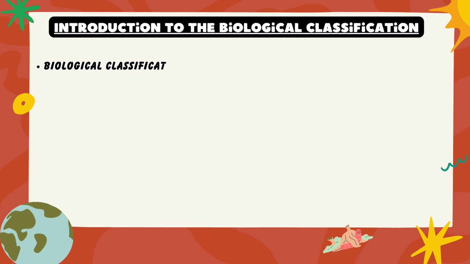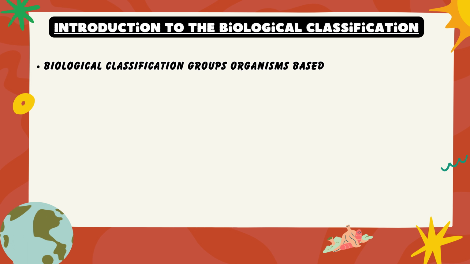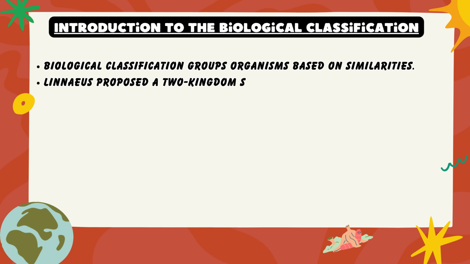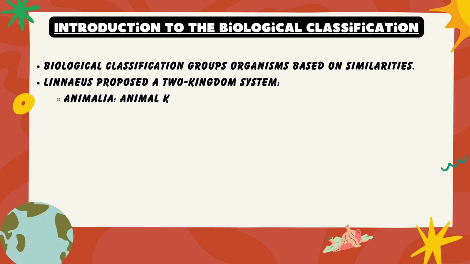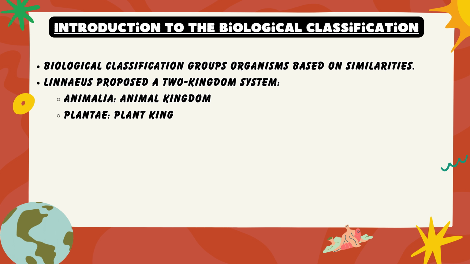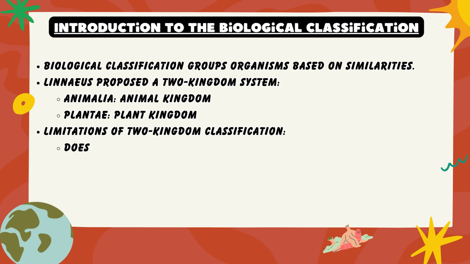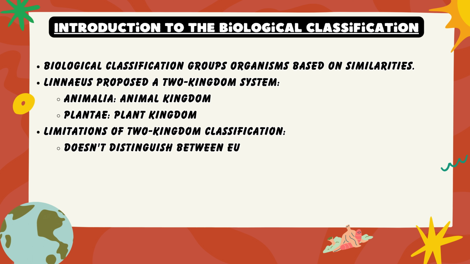Introduction to the biological classification. Biological classification is defined as the process of grouping organisms according to certain similarities. Linnaeus proposed the two kingdoms of classification. He classified organisms in the animal kingdom, which is called Animalia, and the plant kingdom, which is called Plantae.